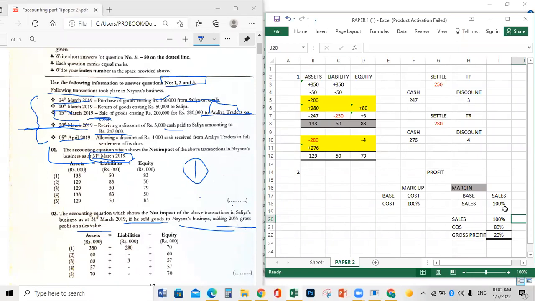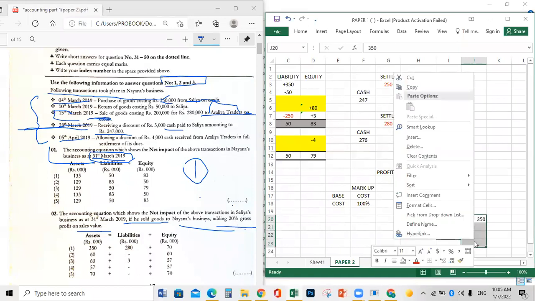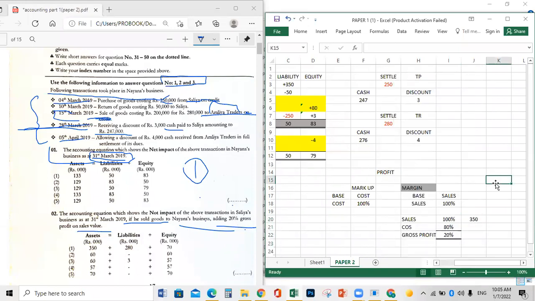So guys, see here, how much is Salia selling to Nayana? If you see the first one, if we are purchasing, Salia is selling. So Salia is selling for 350, right? That's her selling price. If she's selling for 350 and you know 350 is 100%, then guys, how much is 80%? How to calculate that? Easy.